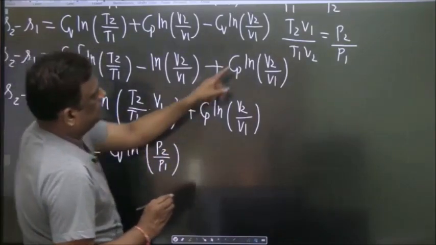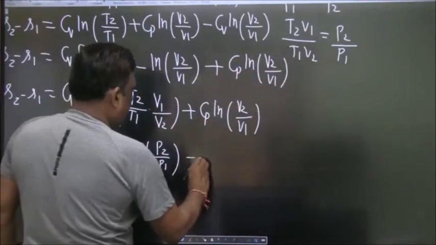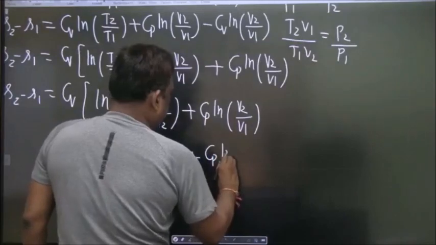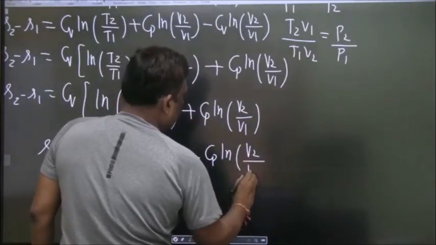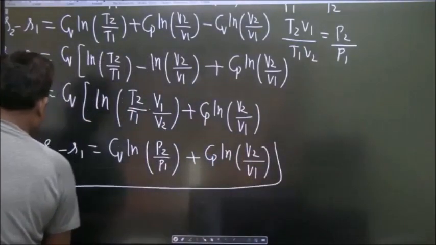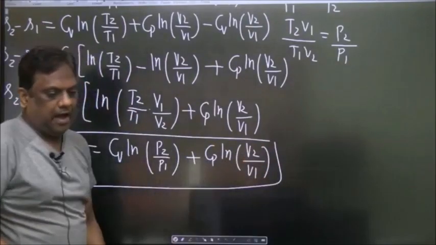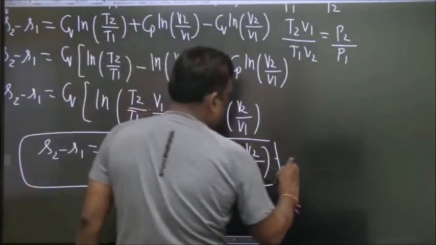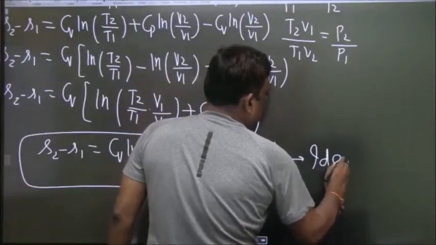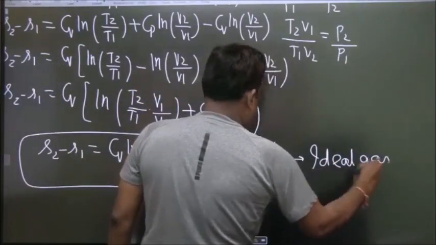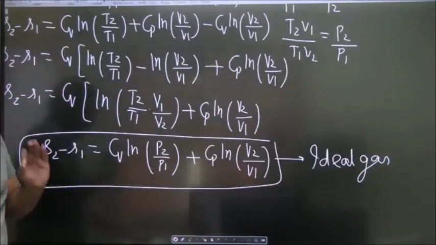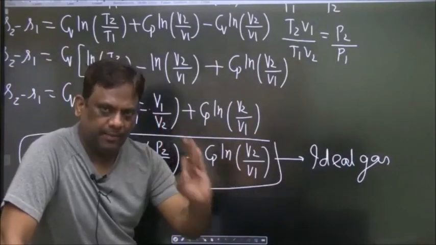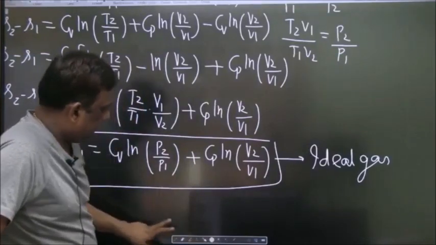T2 V1 by T1 V2, P2 by P1 plus Cp ln V2 by V1. And this is the equation. So far, I have given you 3 equations and all are strictly valid for ideal gas, any process, reversible, irreversible, anything. So now let us put all the 3 in one place.